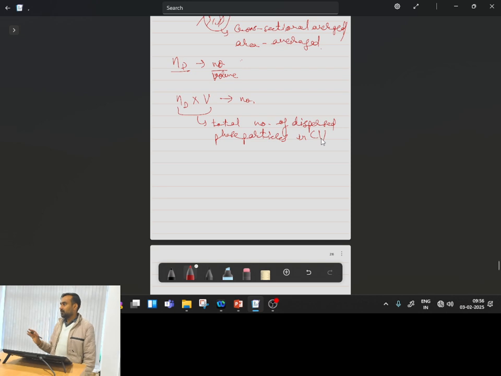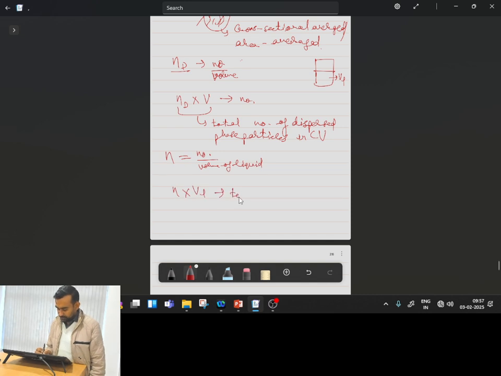Is this one clear? Now in the same control volume, I have VL amount of liquid, and eta is number divided by volume, but whose volume? Only the volume of liquid. So eta into volume of liquid will be the total number of dispersed phase particles in the liquid volume. Is this one clear?